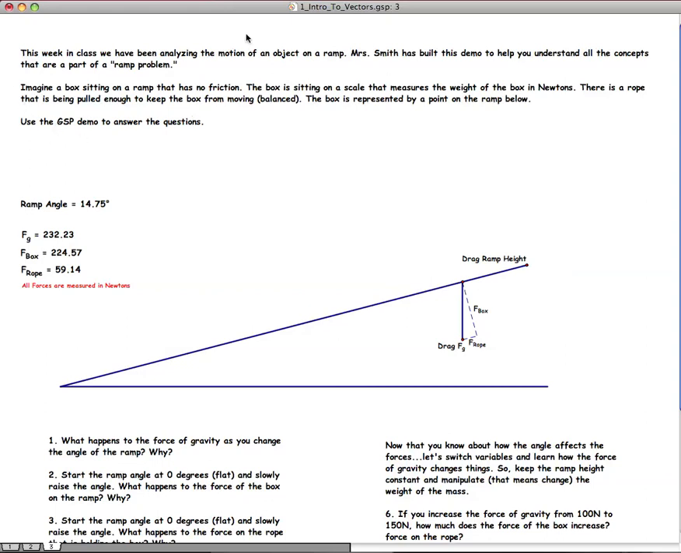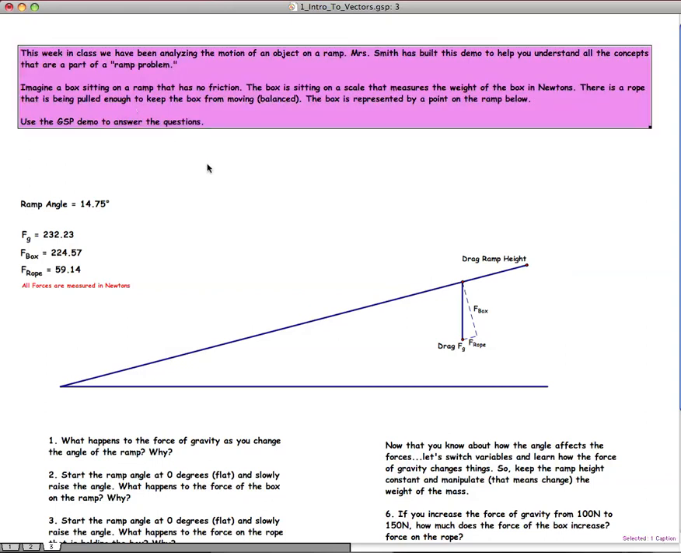So if you look here at the intro, it says, "This week in class, we have been analyzing the motion of an object on a ramp. Mrs. Smith has built this demo to help you understand all the concepts that are part of a ramp problem." So it says, imagine a box sitting on a ramp that has no friction. The box is sitting on a scale that measures the weight of the box in newtons.